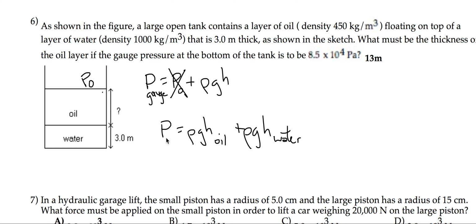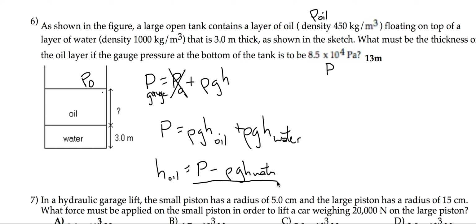The pressure here at the bottom is given to us right here. That's P. Rho of the oil is right here, 450. And then the layer of oil, that's what we're looking for. That's what we're going to be solving for. H of the oil equals P minus rho g h of the water, divided by rho of the oil times g.